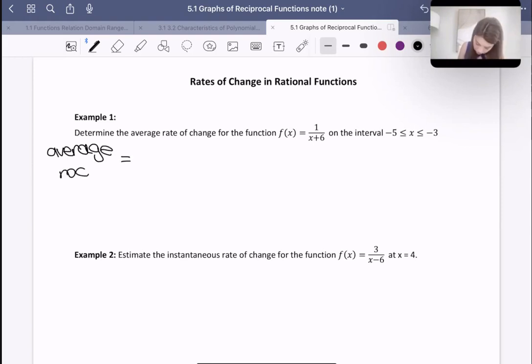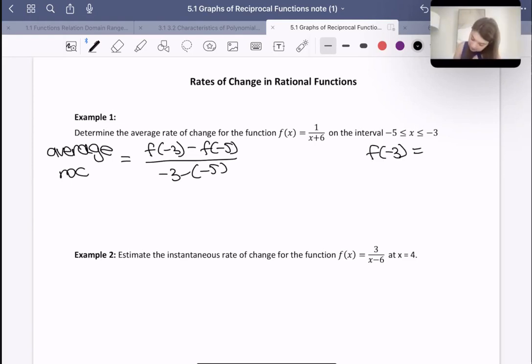in general, we know, is f of -3 minus f of -5 over -3 minus -5, right? So that's how we would normally do this. And this is no exception here. We're going to do this the exact same way. So what is f of -3 in this case?